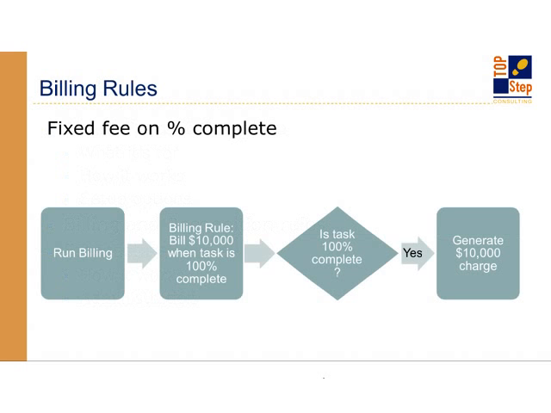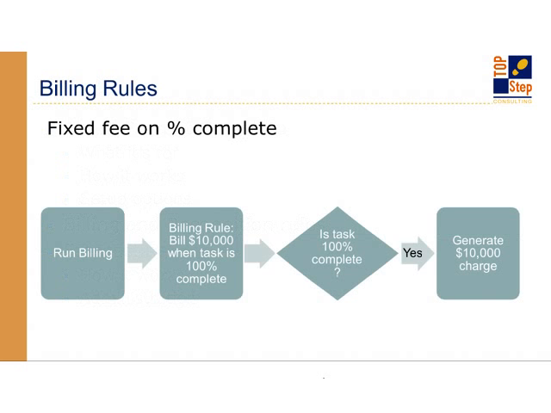A fixed fee billing rule on percent complete. Here's what it does. You run billing. It looks at the rule and says, the rule defines how much to bill and at what percent complete threshold. Is it 100% complete or 50 or whatever you set it to? If yes, then generate a fixed charge. That's all it does. Painfully simple.